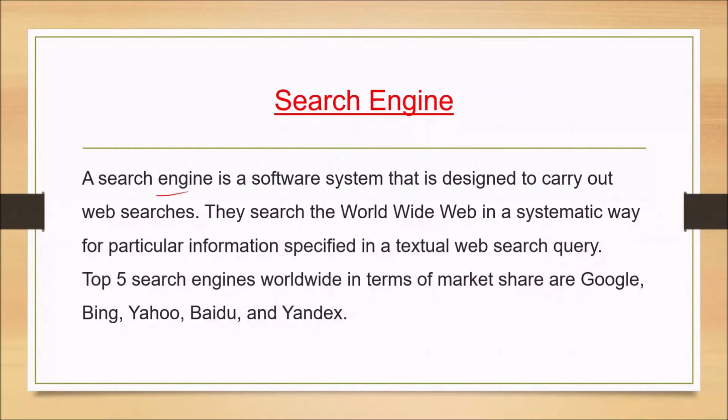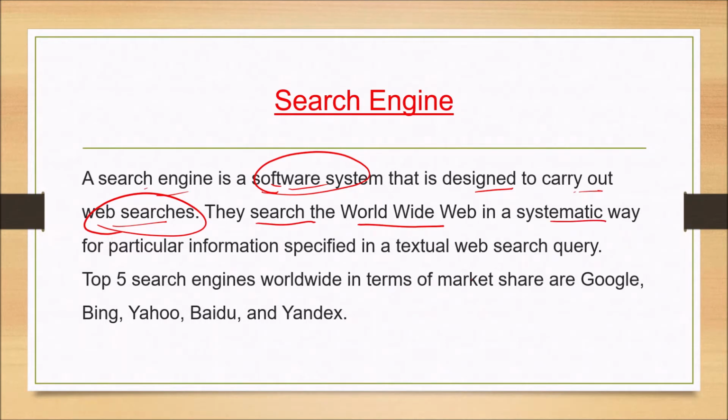A search engine is a software system that is designed to carry out web searches. They search the World Wide Web in a systematic way for particular information specified in a textual web search query. And top 5 search engines worldwide in terms of market share are Google, Bing, Yahoo, Baidu, and Yandex.